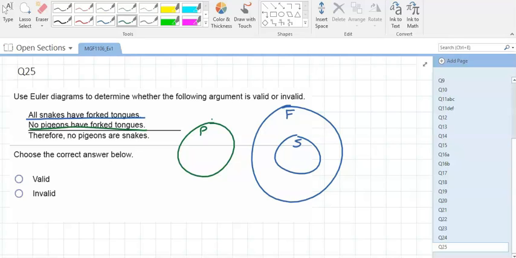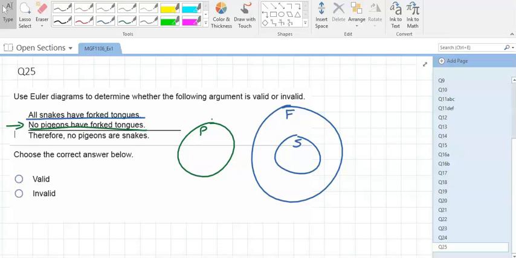Now the question you have to ask yourself is, is there any other way I can draw this picture but still make sure that snakes is inside forks and pigeons cannot touch forks? No, there's no other way. If you wanted to try and put the pigeons inside here and not touch the snakes, or put the pigeons inside the snake circle, you couldn't do that because that means pigeons would have forked tongues because they are inside the circle. And you can't have the pigeon circle overlap the F circle because, again, that goes against this guy right here. This one makes sure that pigeons and forked tongues have nothing in common.